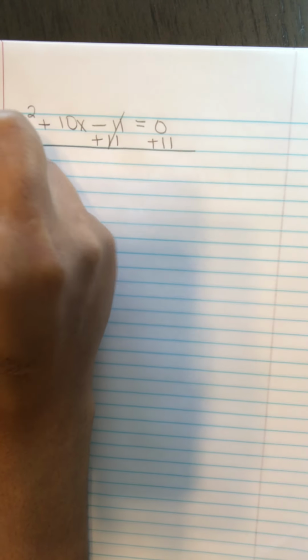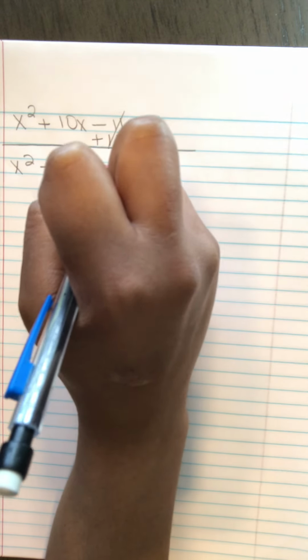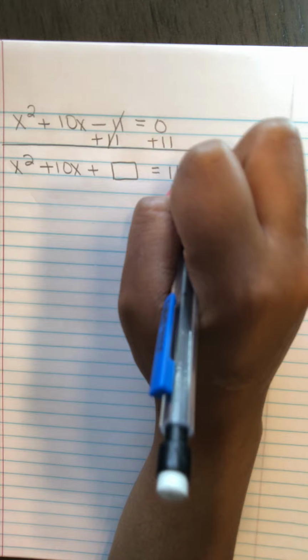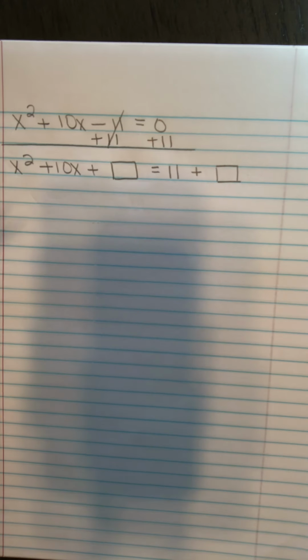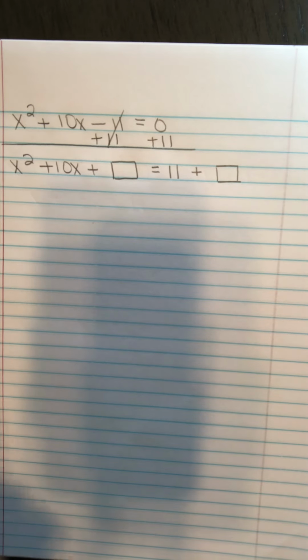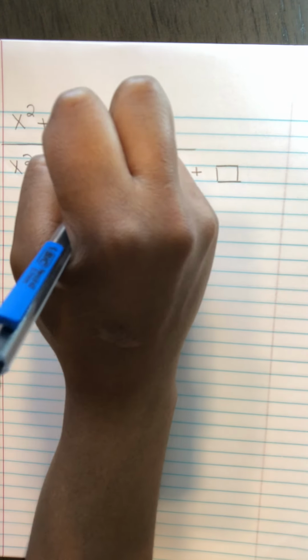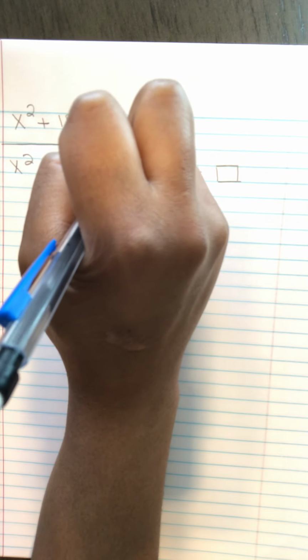That cancels, and I'm left with x squared plus 10x plus, I'm not sure, is equal to 11. And if I add one box to this side, I must add a box to the other side. Now I need to find out what is the value of c that's going to complete my square. And I have x squared plus 10x plus this box. Well, I know that x squared means both these sides must be x, and half of 10 is 5.